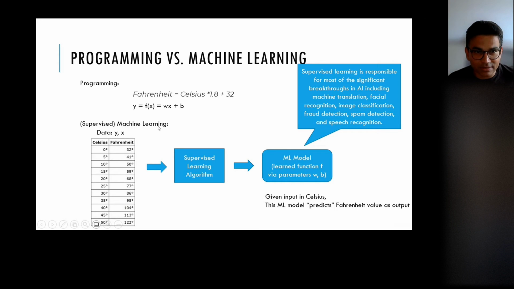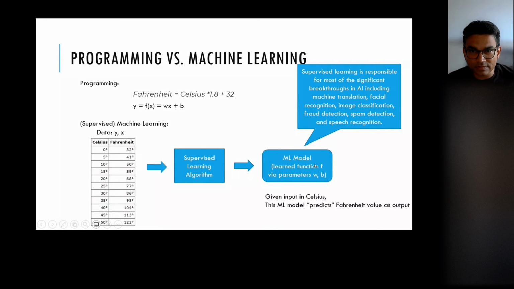Machine learning is where we flip it. Instead of starting with the function and coding it, we start with the data. We have this table of data, Celsius to Fahrenheit. Then we apply a supervised learning algorithm to learn this function. By that, we mean we're trying to figure out the values of W and B that complete this model of our function, and then helps us convert any Celsius value into Fahrenheit. And that's essentially the model.